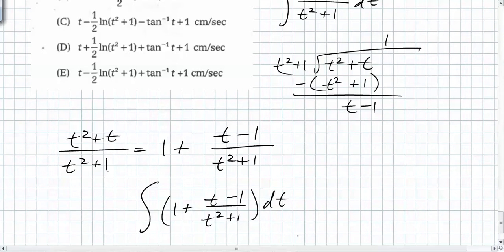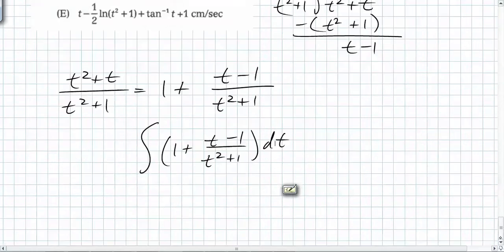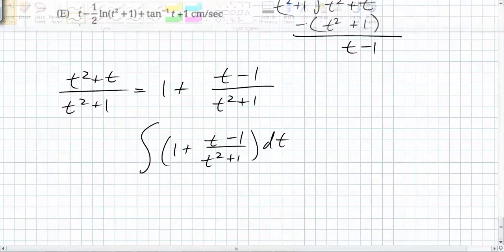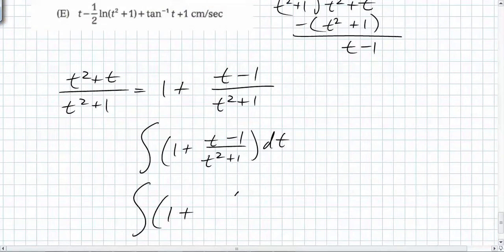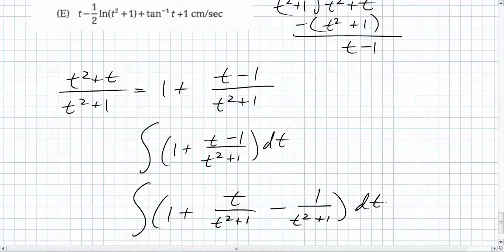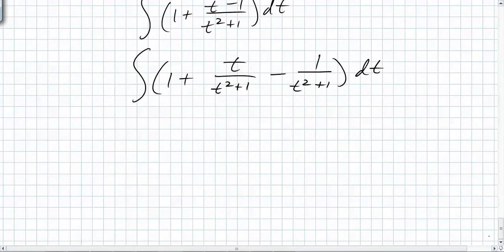We're getting closer. We're getting a lot closer. Fractions. Yay. Woo. How about this? 1 plus t over t squared plus 1 minus 1 over t squared plus 1 dt. Have we done any calculus yet? No, we haven't done any calculus yet. But here's the thing. Each of those things you can now integrate separately.